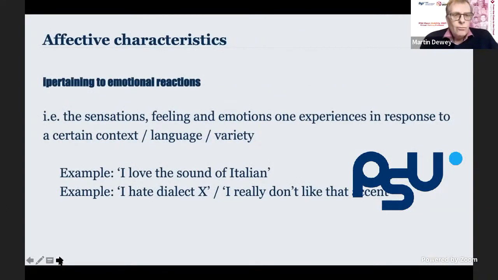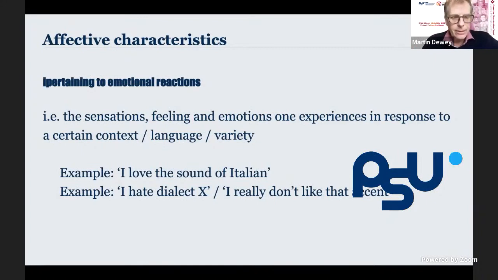Now, very quickly, what I want to do is identify the three different dimensions along which we make value judgments in relation to language. First of all, language attitudes have an affective characteristic, in other words, characteristics that relate to an emotional reaction. These are the sensations, the feelings and emotions that we experience in response to a certain context, a certain language, or a certain variety of a language.